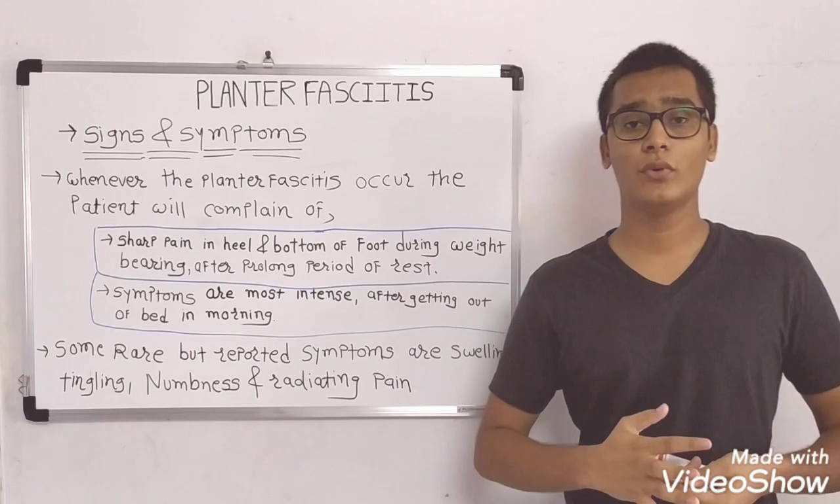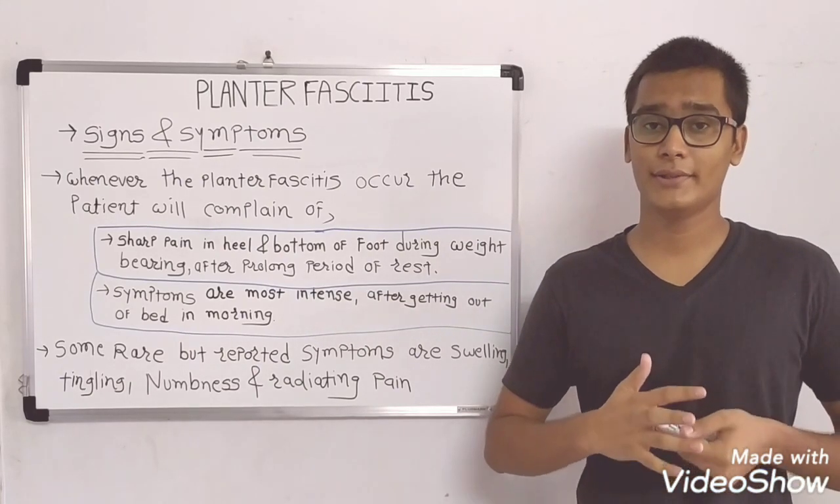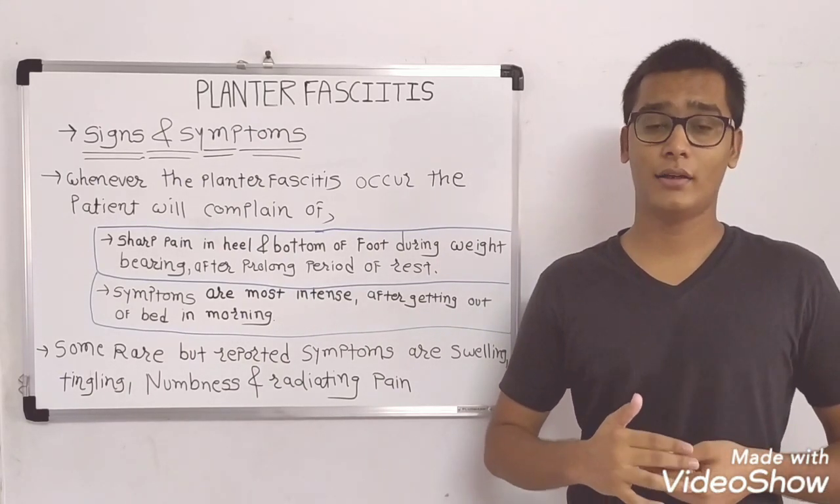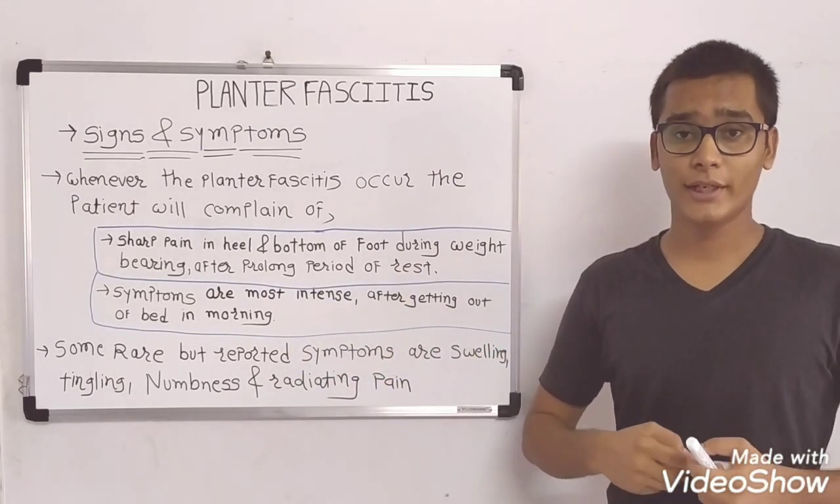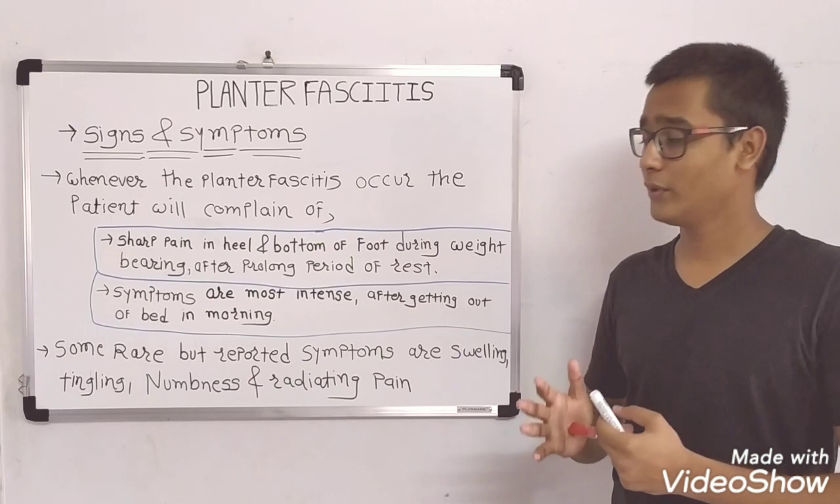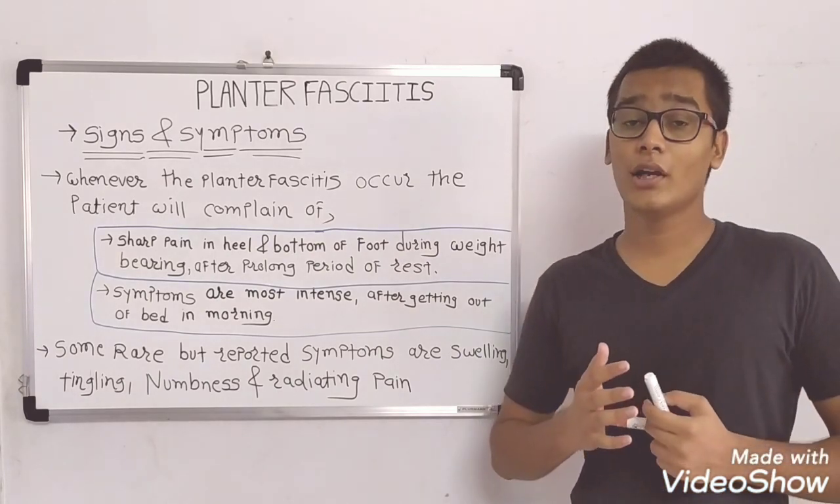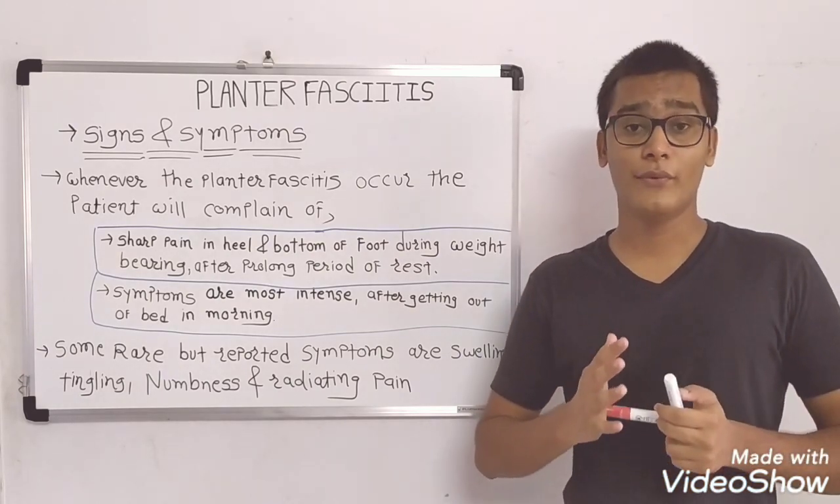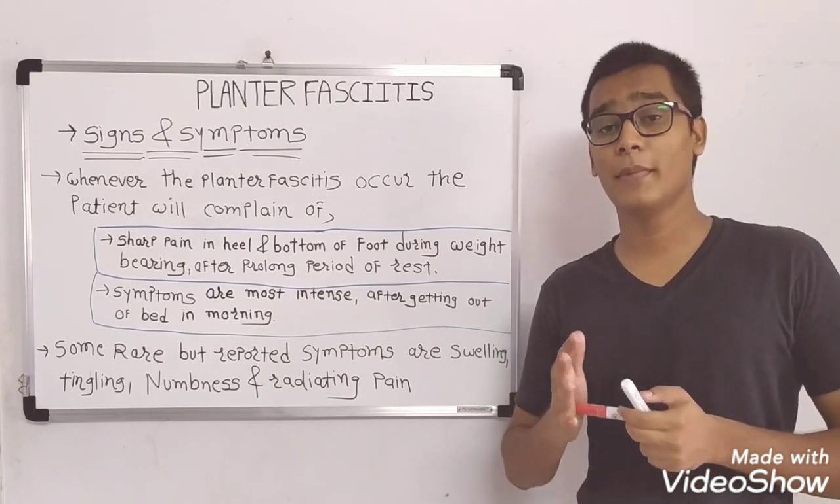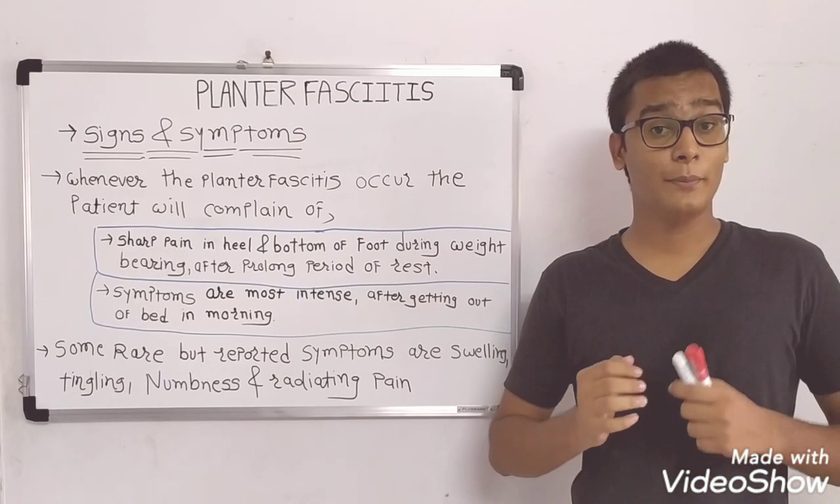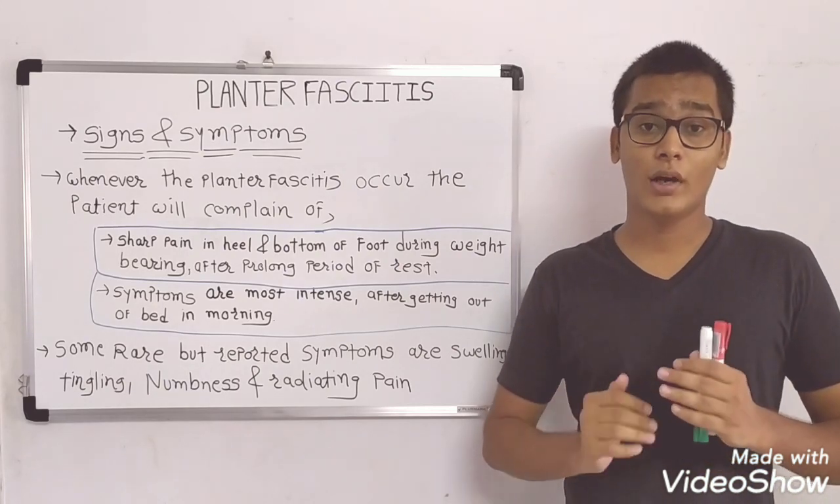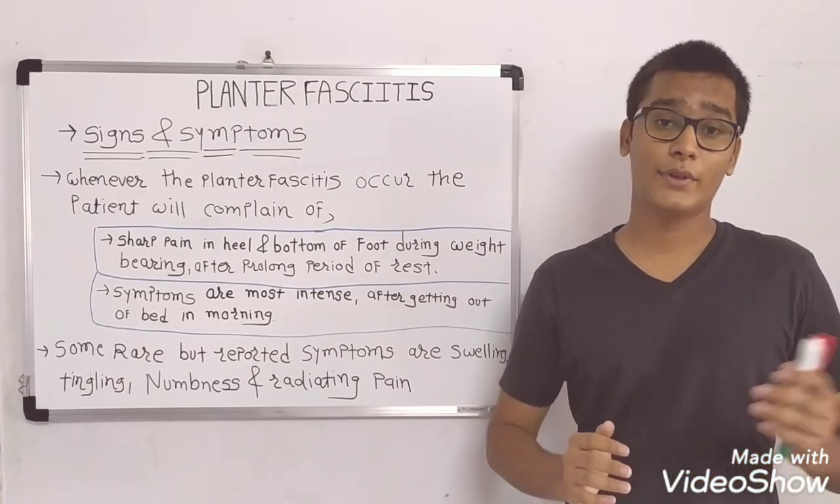The first and foremost symptom of plantar fasciitis is sharp pain. Sharp pain occurs in the heel and bottom of the foot during the weight bearing after a prolonged period of rest. The patient will usually complain of severe pain when he or she getting out of the bed in the morning. The patient will complain of severe pain when he try to attempt his first step after a prolonged period of rest.